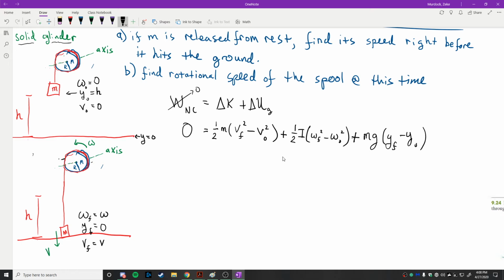Yeah, I can repeat that. When you have an object that's rotating, you need to include its rotational kinetic energy. If an object is rotating and translating, you have to include both.